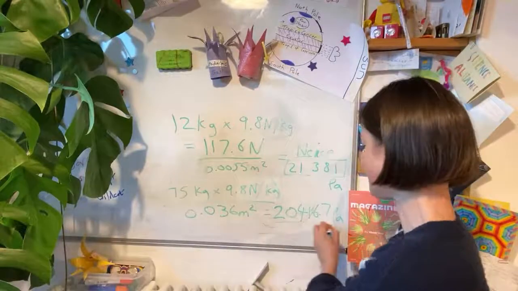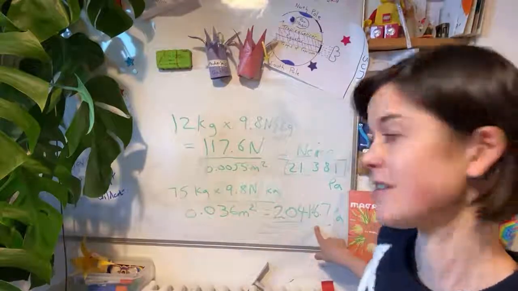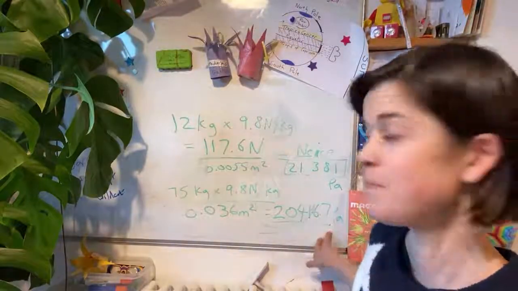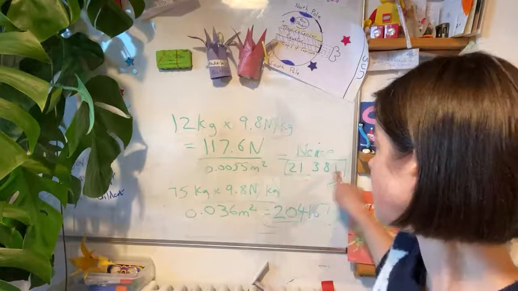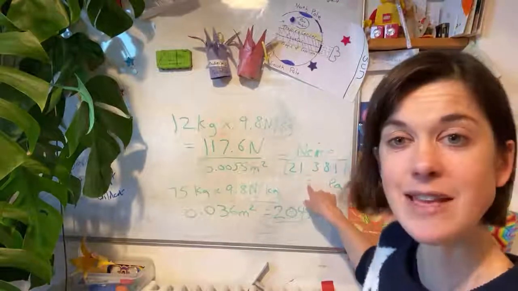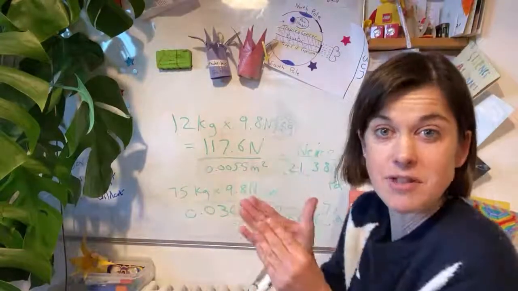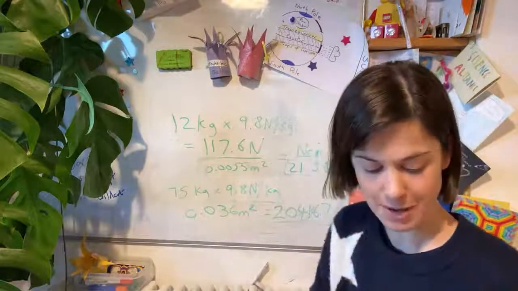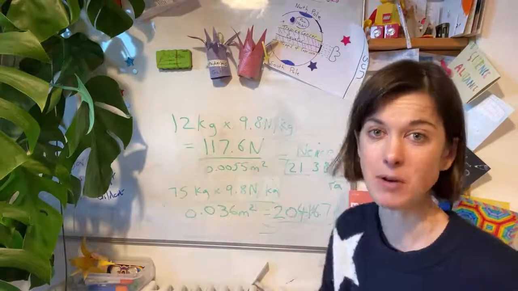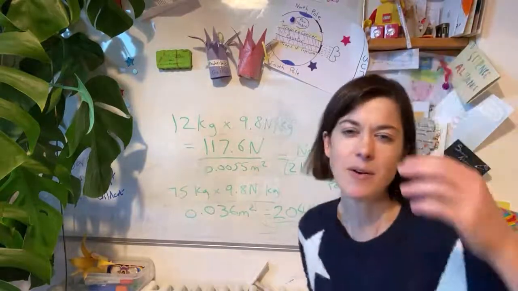The answer was, the pressure that my husband puts on my foot is 20,416.7 pascals. And the pressure that my niece puts on my foot is 21,381 pascals. So in fact, even though my niece's mass is much, much smaller, because her feet also have a smaller surface area, it's my niece who is putting more pressure on my foot and therefore would potentially hurt me more if she stepped on my foot. Weird, isn't it?